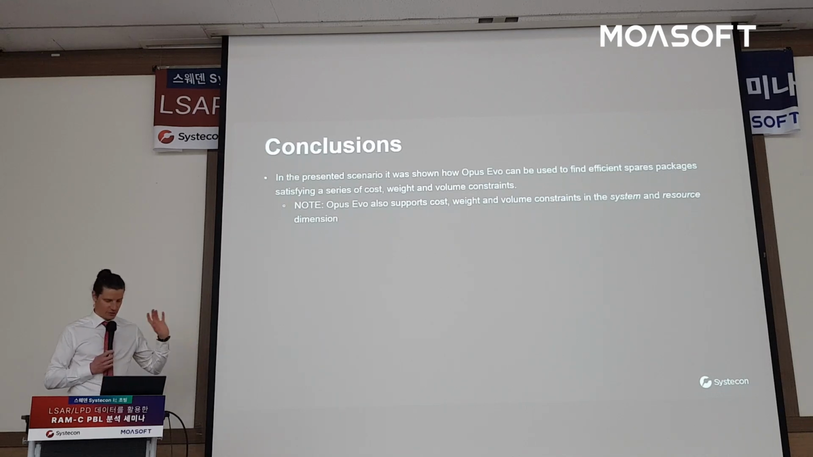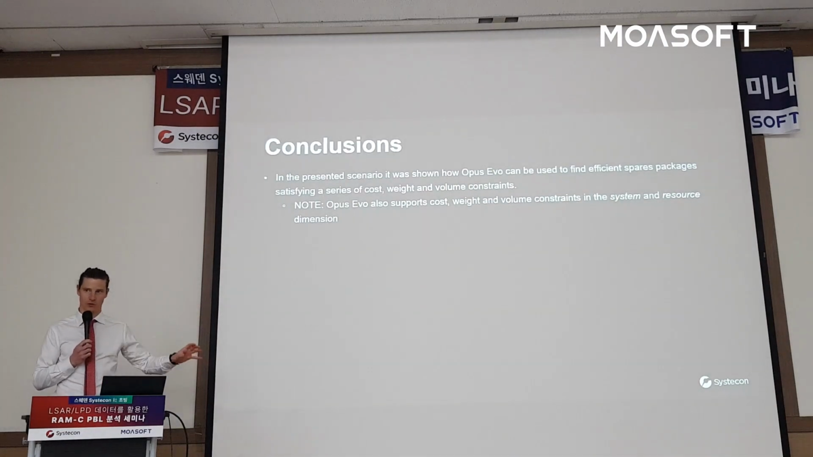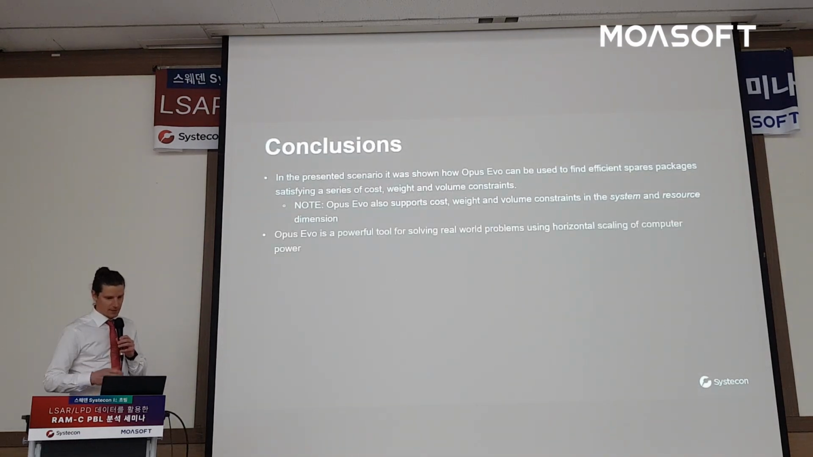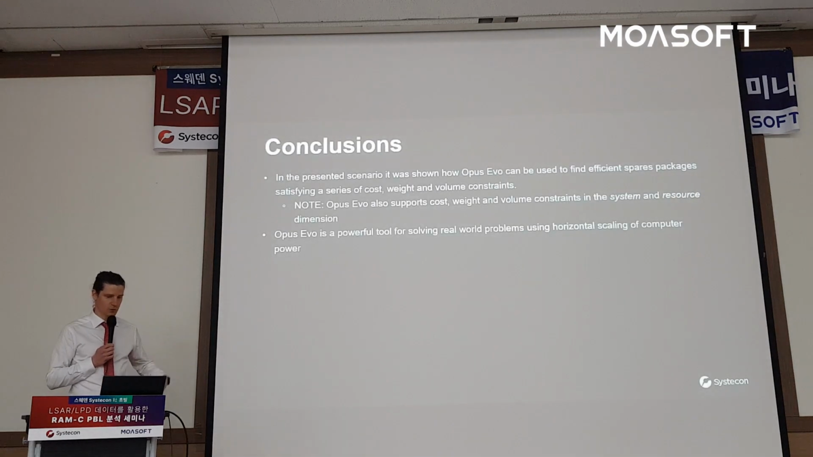But now this was, as you saw, we were only actually tweaking the items. We were only talking about the items, but we could do the same thing for the number of systems or the number of maintenance resources as well. So it can become more complex or wider as well, but for demonstration purposes, I think it was good to keep in one dimension, so to speak. So we looked at the items. Yep. So I think it's fair to say that OPUS Evo is powerful and it can solve real-world problems, and it uses this horizontal scaling of computer power.